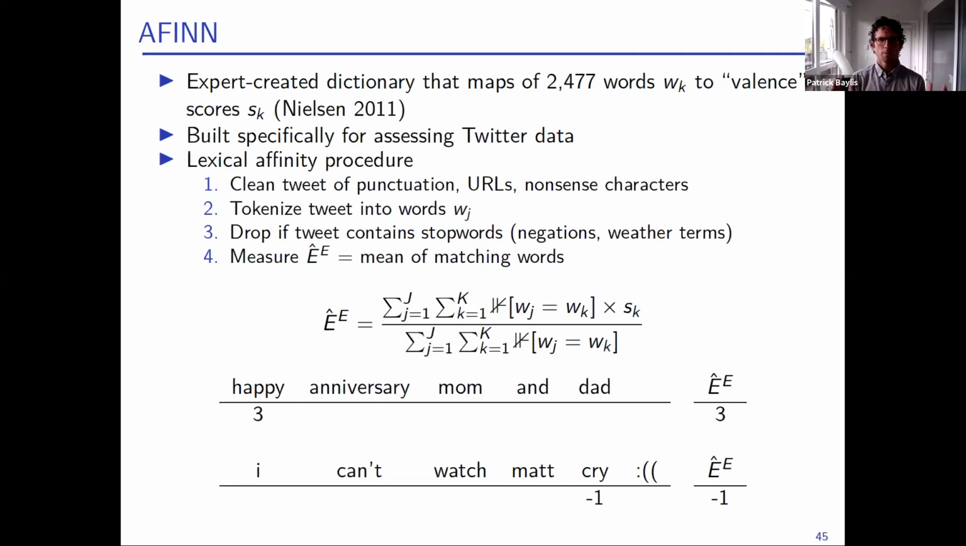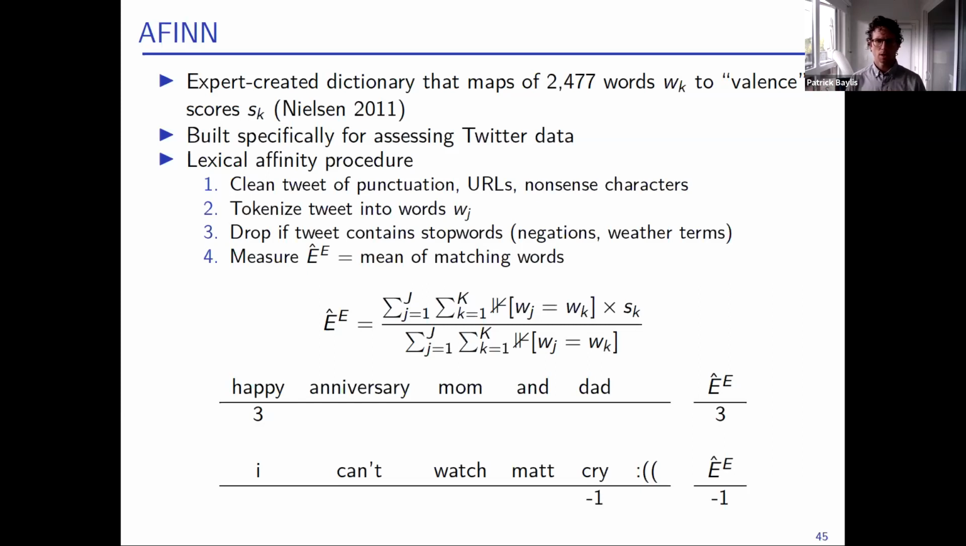In this particular metric, you can have scores as low as -5 and as high as 5. So 5 would be a very positive word, and -5 would be a very negative word. This metric was built specifically for assessing Twitter data, so it's appropriate to my setting. They employ what they call a lexical affinity procedure. I would just call this a dictionary approach. They're basically the same thing. The idea here is, like I said, you clean the tweet of punctuation, URLs, whatever nonsense you want to take out, and then you tokenize this tweet into words. Tokenizing just means you're separating this block of text into separate words. Okay? You drop the tweet if it contains stop words.